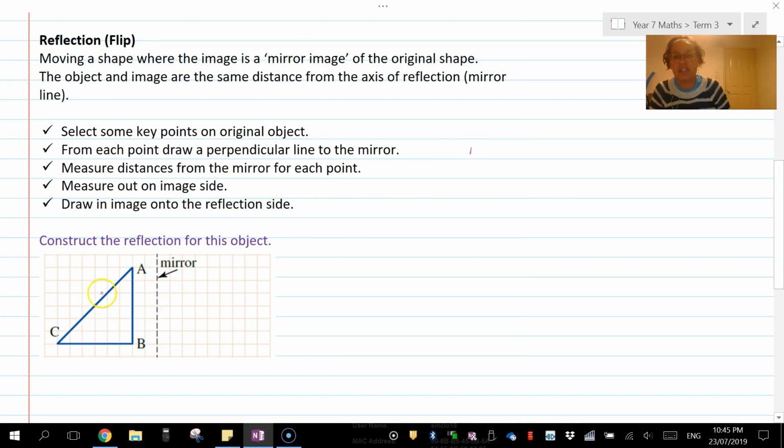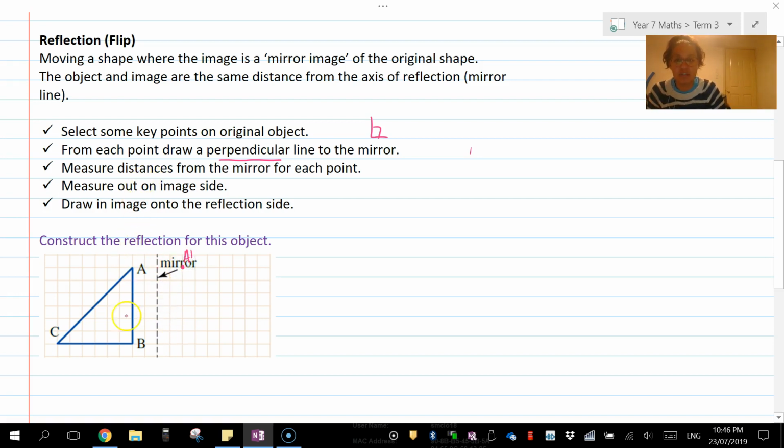I'm going to measure a perpendicular line to the mirror. Remember, perpendicular means at 90 degrees. So A is at 90 degrees from that mirror point. So it's 1, and then measure the distance, this is 1, 2. So it's going to be 1, 2. So there's my A dash.